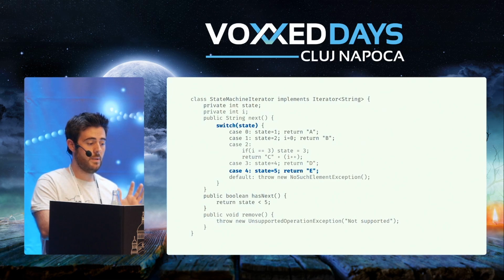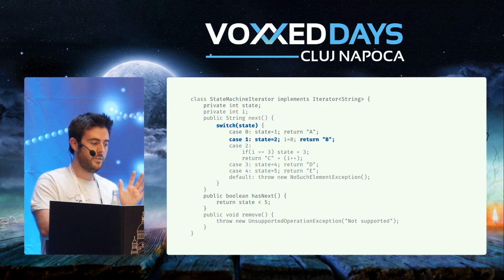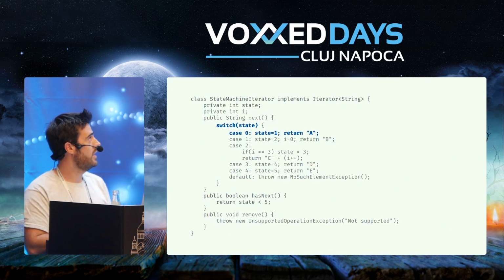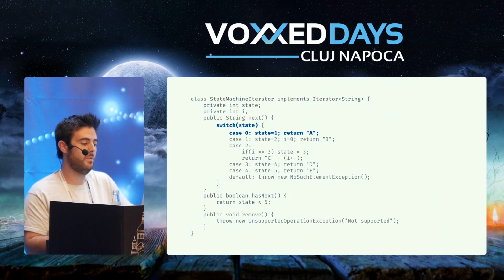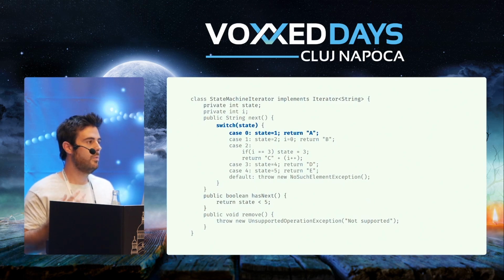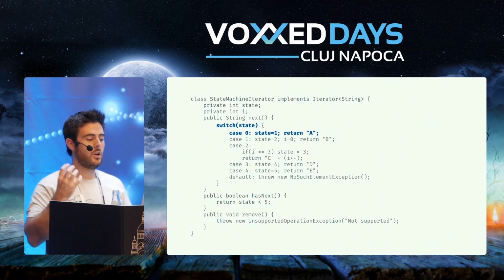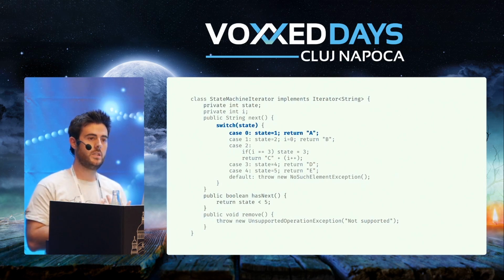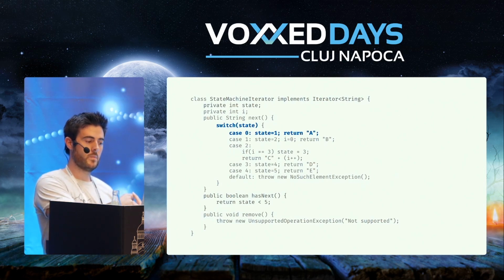So this is a really basic example, but just imagine for a moment that in this case 0, if we were not implementing an iterator, instead of returning a string A, we will start an asynchronous call. So we will return immediately. And the callback we will give to this asynchronous call will be to call the next method again.